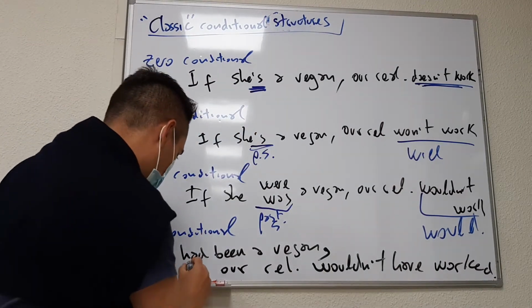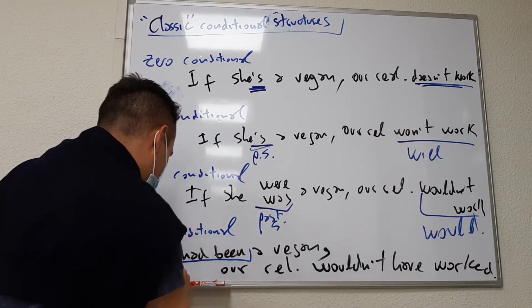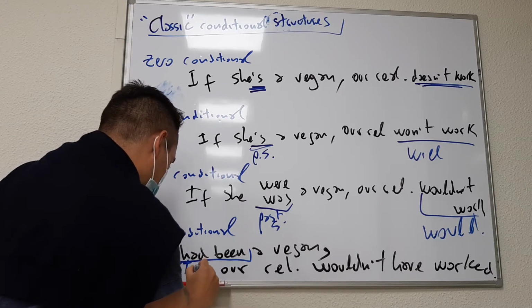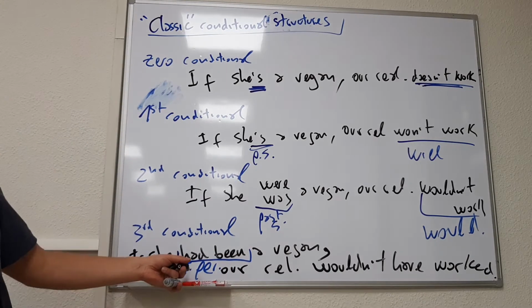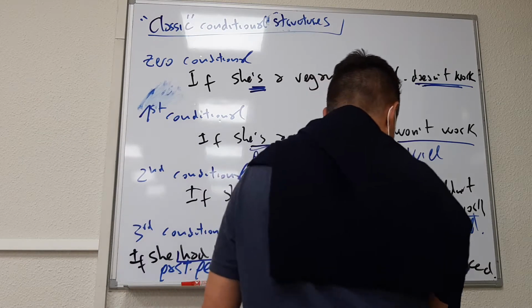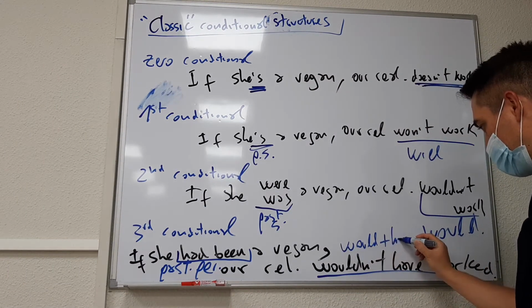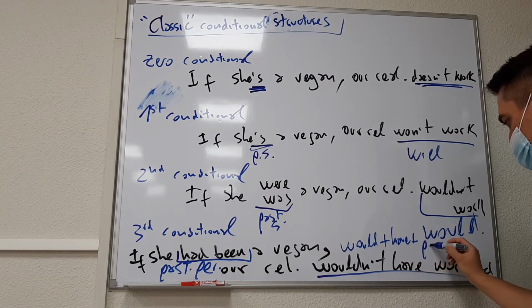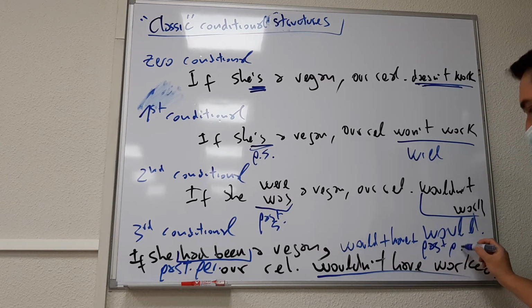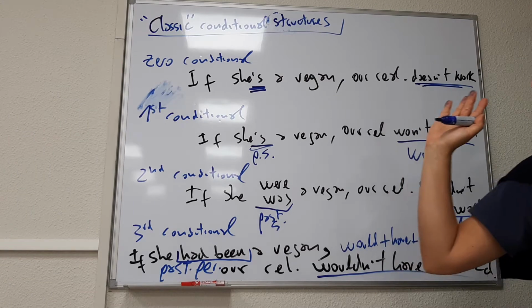What do we have here? Had been. This is past perfect, and wouldn't have worked. We have would plus have plus past participle. This is what we already know.